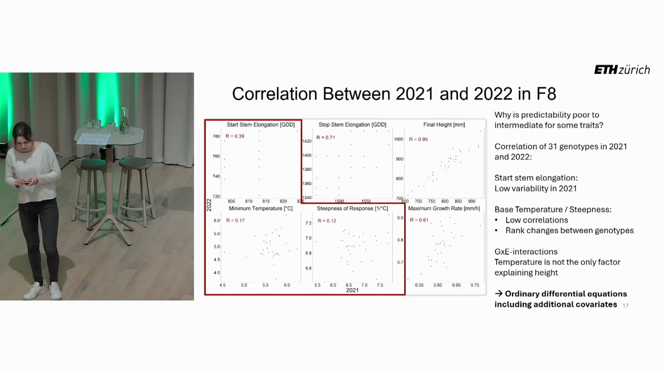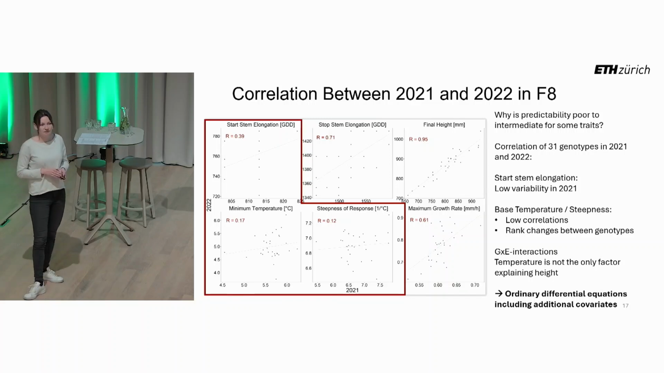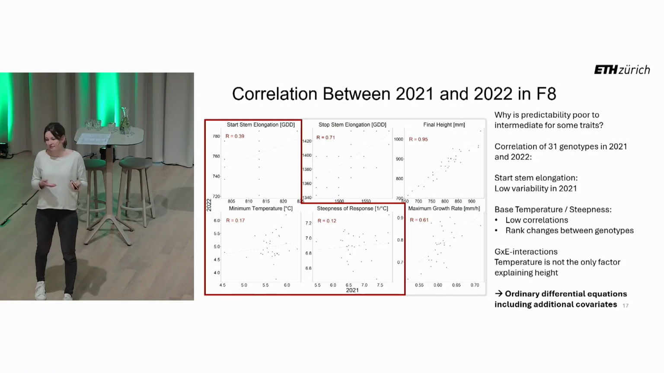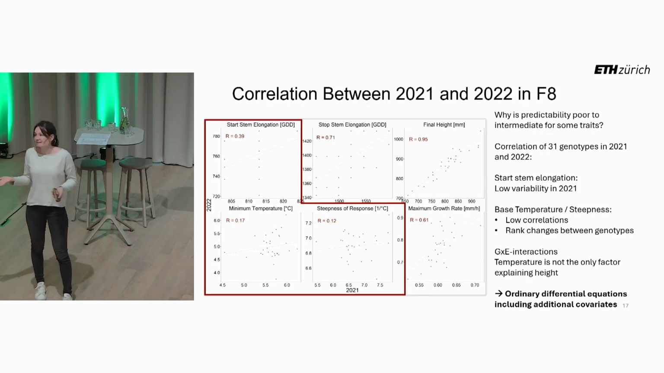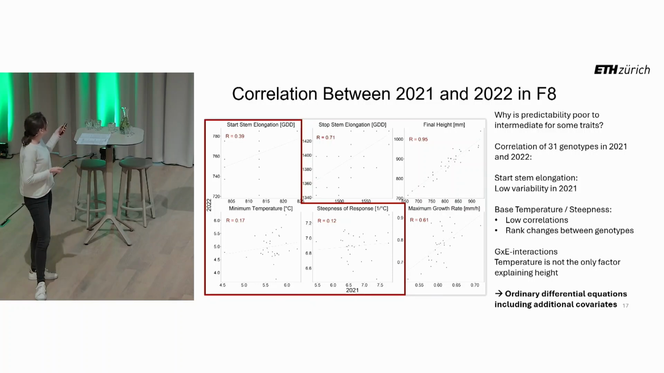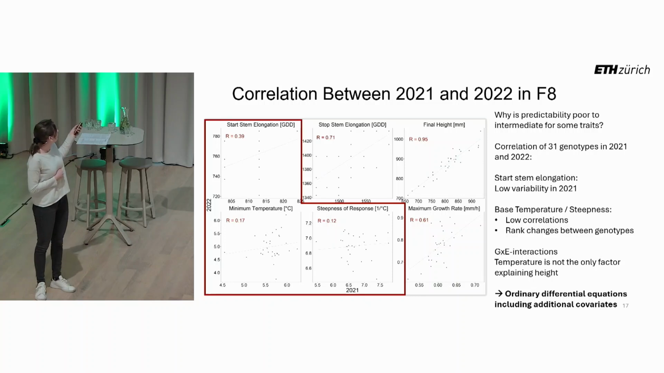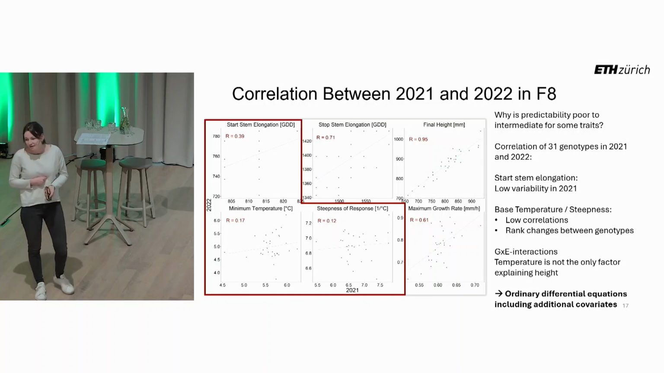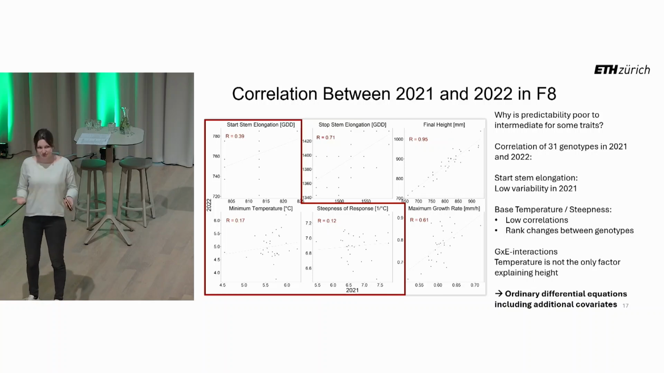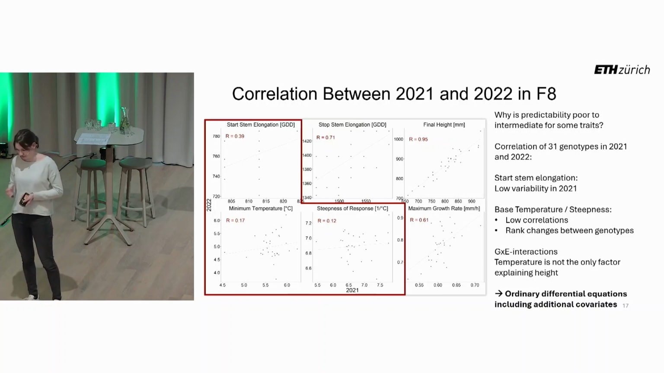And here you can see the correlation of the same 6 traits between the 2 years of the 31 genotypes which were cultivated in the 2 years. And we can see the same pattern here. So for the traits which had a very low genomic prediction accuracy, the correlation is again very low. And we can see that we have rank changes between the genotypes.